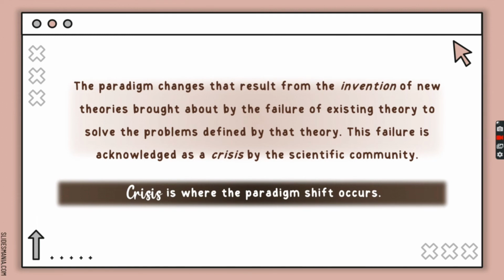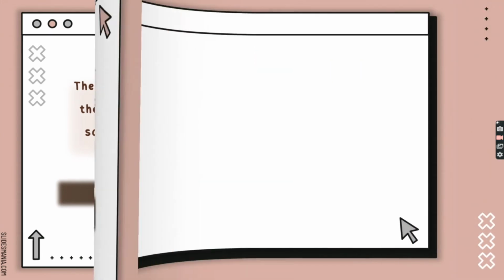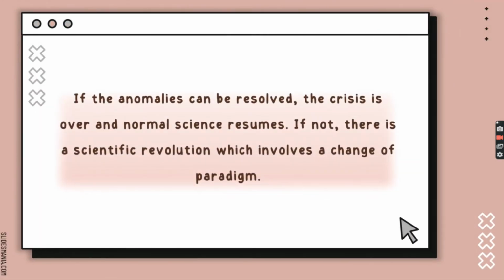Anomalies become serious and a crisis emerges when they challenge the paradigm's underlying assumptions and attempts to remove them continually fail. If the anomalies can be resolved, the crisis is over and normal science resumes. If not, there is a scientific revolution which involves a change of paradigm.